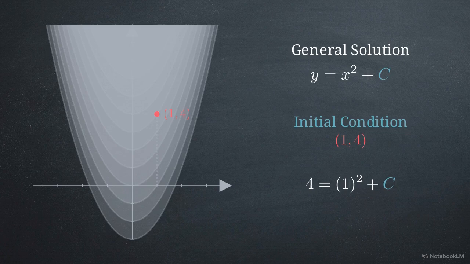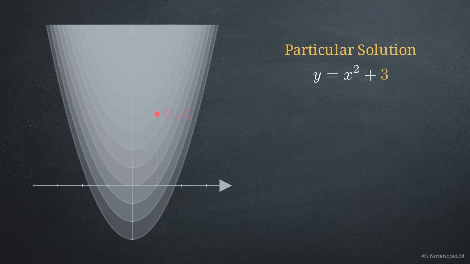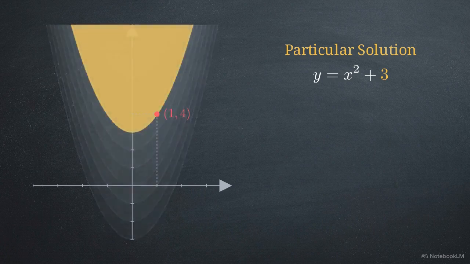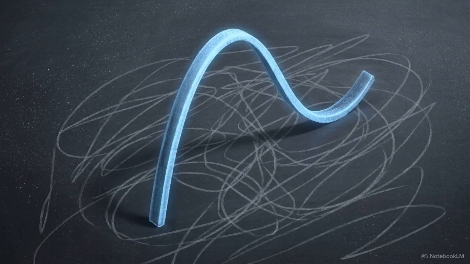By plugging these coordinate values into our general equation, 1 for x and 4 for y, we algebraically solve to find c equals 3. We construct our fully resolved equation by replacing c with 3, giving us y equals x squared plus 3. Applying the initial condition is the vital step that transforms an infinite family of solutions into the singular actionable formula needed to map the system.